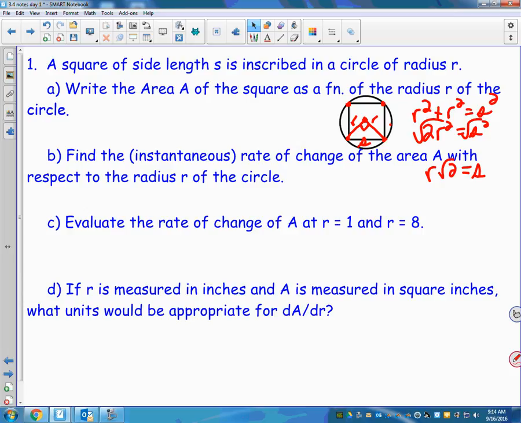So think about this: we know that area we normally say is side squared. Side squared equals 2r squared. So the area of this square in terms of the radius is 2r squared. That's like an SAT question. No calculus here.